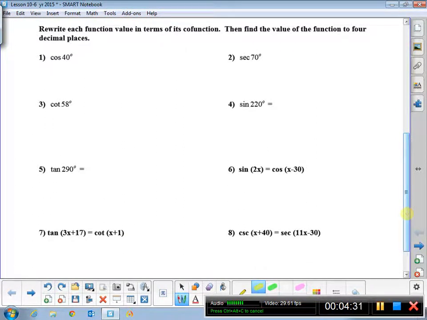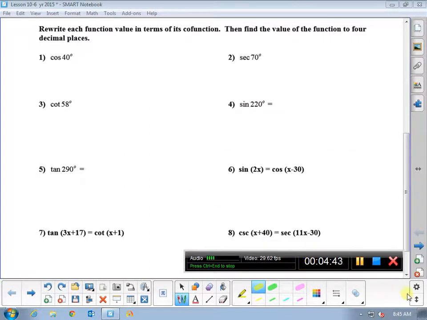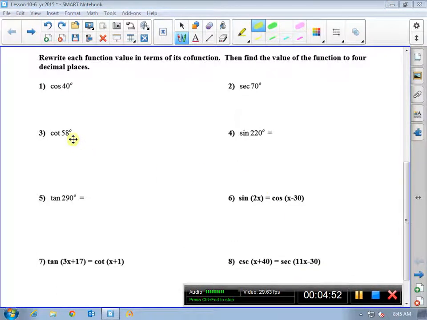So the directions say, rewrite each function value in terms of its cofunction. Then find the value of the function to 4 decimal places. So first let's go through and write them in terms of their cofunction. So I have cosine of 40. Its cofunction is sine. And what angle would give you a sum of 90? Sine of 50 degrees.